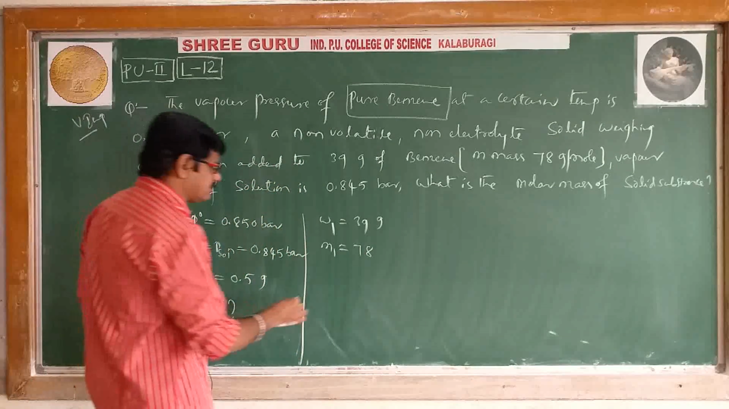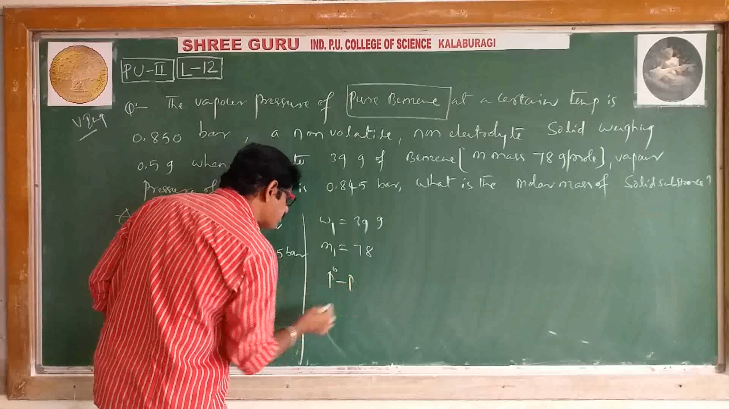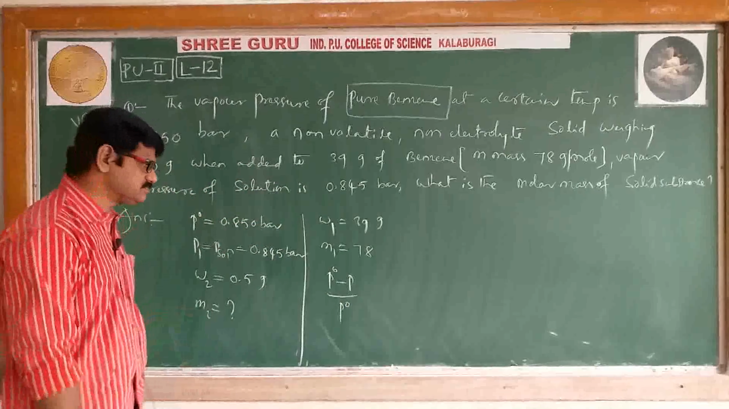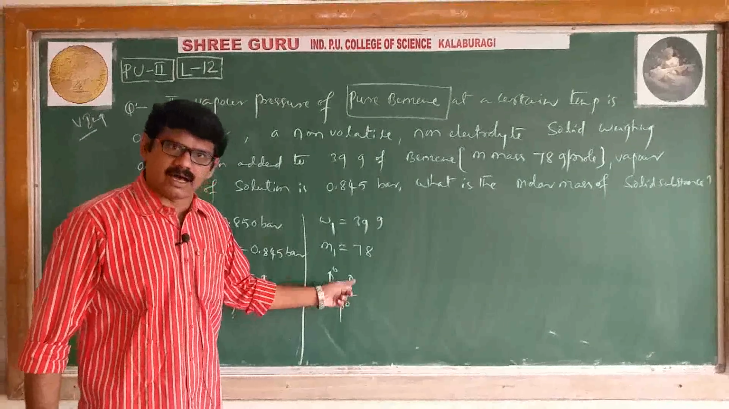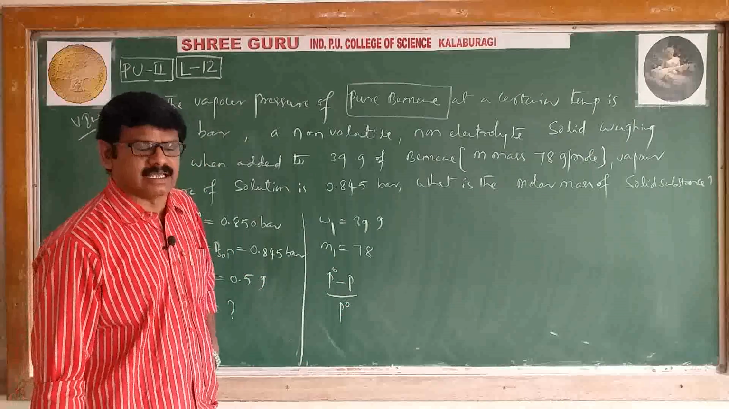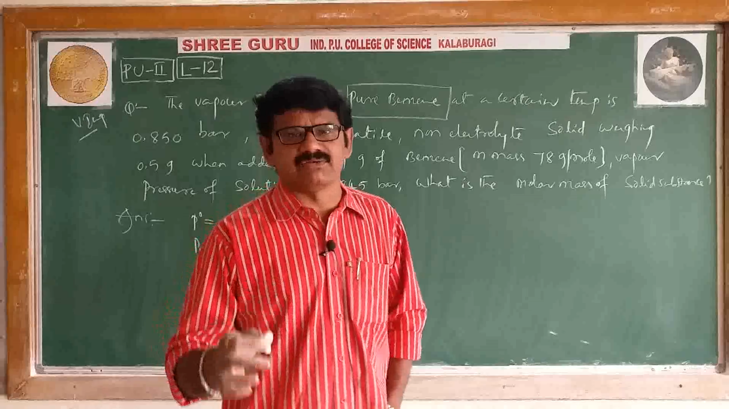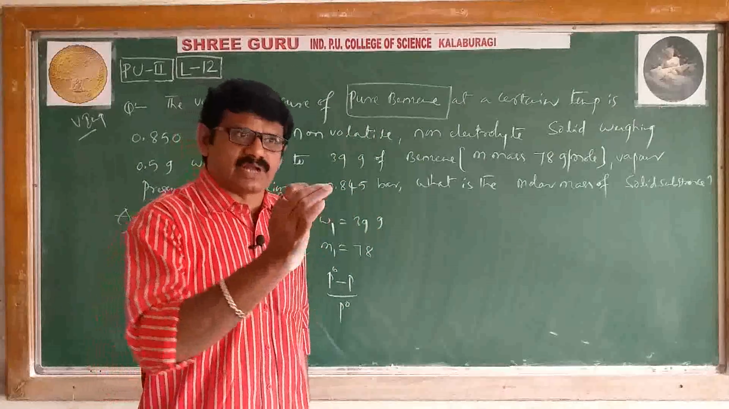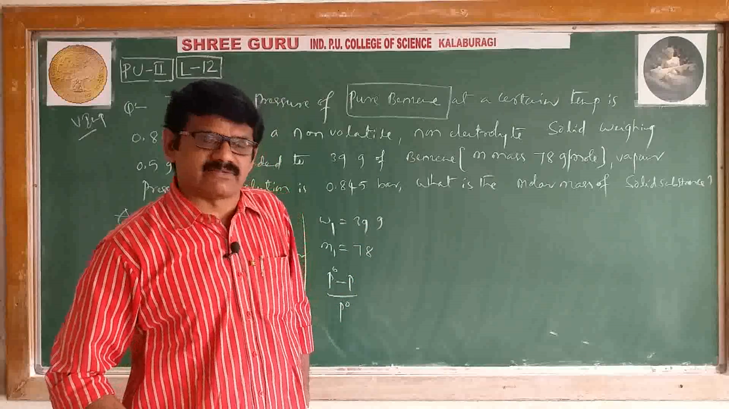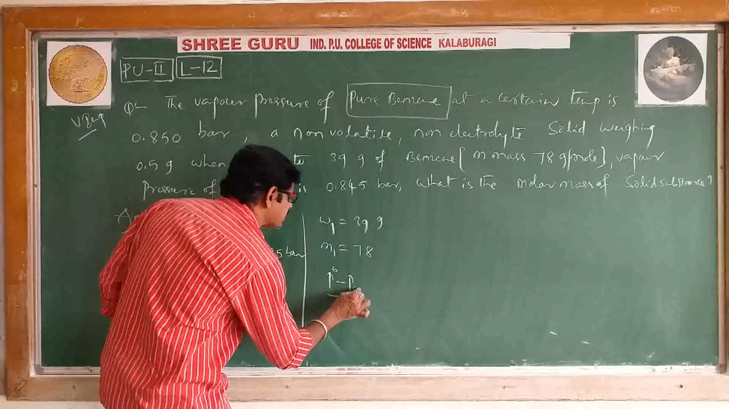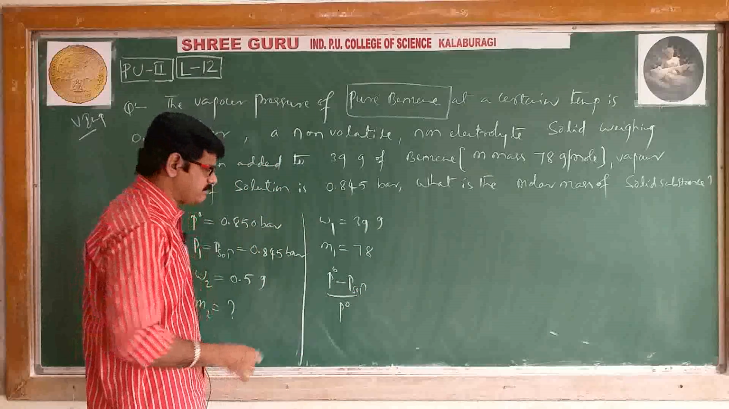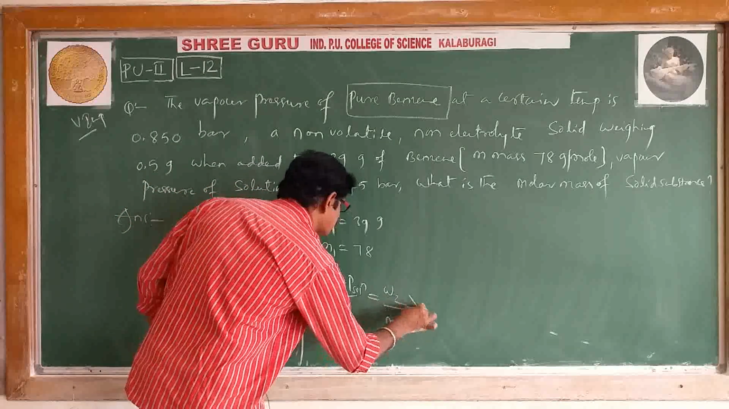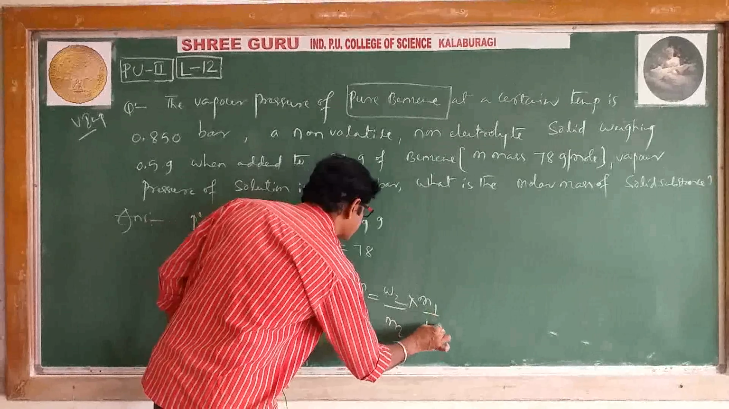Now we'll write the formula. P naught minus P by P naught. Here P can be P1 or P solution, any symbol we can write, and generally if you write 1 in the exam there is nothing wrong, but suddenly we may get some confusion. That's why it is better to write P solution. P naught minus P solution by P naught is equal to W2 by M2 into M1 divided by W1.